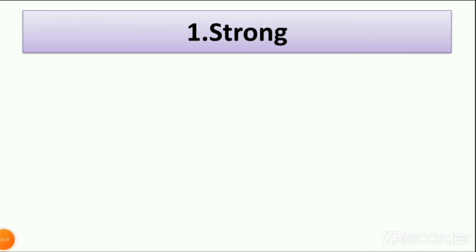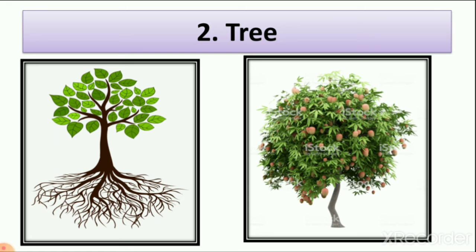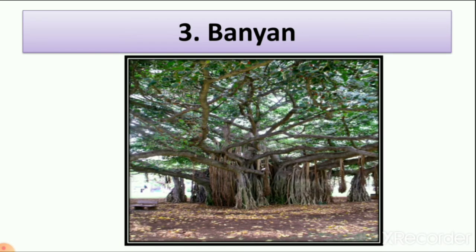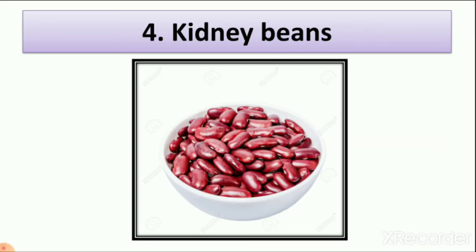So first hard word is strong. Tree, banyan. We see the picture of banyan tree. Banyan is a big tree which grows with the roots. Kidney beans are seeds which we eat.